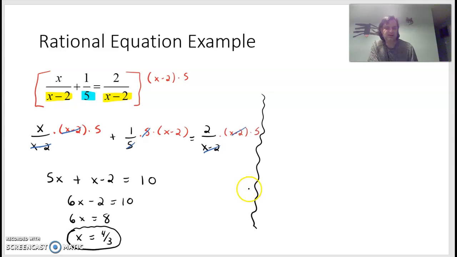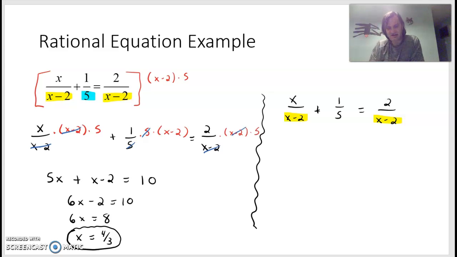Now, we can pick up extra answers here. We need to make sure they don't make the denominator 0. So if we look at what we had, x over x minus 2 plus 1/5 equals 2 over x minus 2, let's focus on the ones that have an x in the denominator, the x minus 2. The real problem is that if you get 0 in the denominator when you plug your answer in, then it would be undefined and does not work.